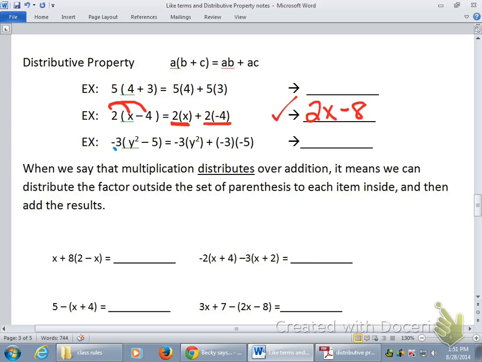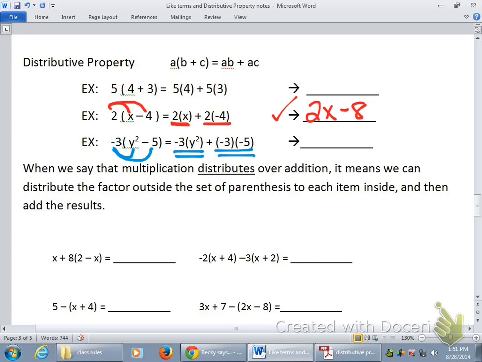So I'm going to do the negative 3 times the y squared. That's what this says. And I'm going to do the negative 3 times the negative 5. And that's what this says. So what I'm trying to do is do those both separately. And now I can simplify because now it's not like terms.